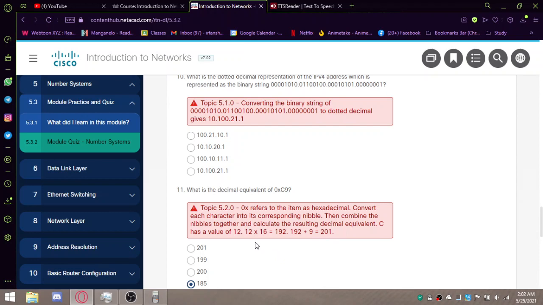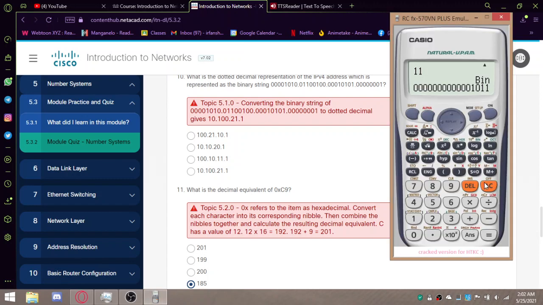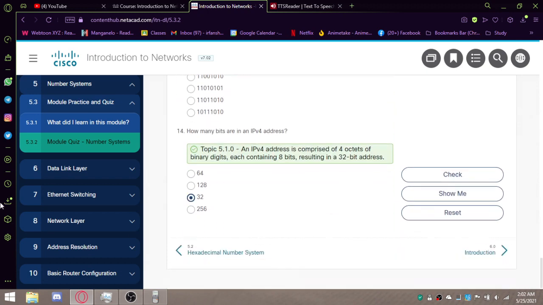Katakan saja ku terima. C has a value. Tengok daripada hexagon. C9 dalam decimal 201. Itu je lah. Itulah jawapan dia. Tak ada apa.